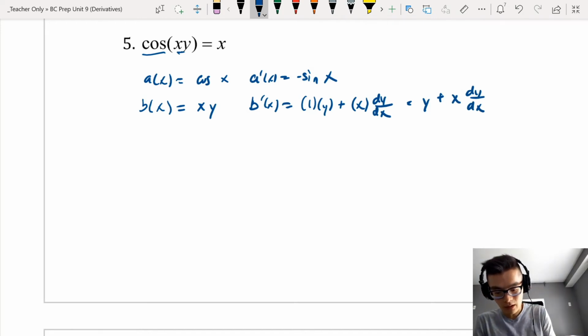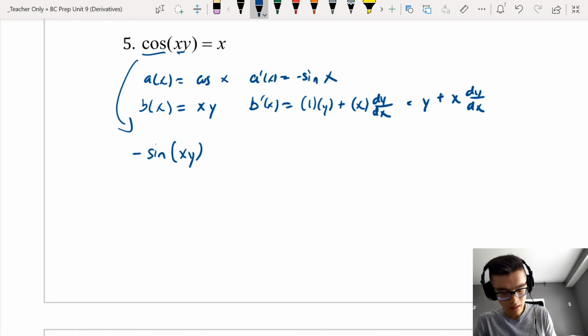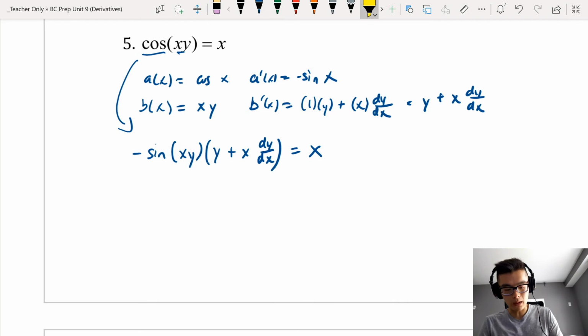So going back to the beginning here, let's skip that down. It's going to be derivative of the outside term of the inside term times derivative of the inside term, which we just found was this. Okay, it's going to equal x. Luckily for us, we only have one dy dx, unlike the previous problem, so nothing too crazy to worry about here. So let's go ahead and get that dy dx by itself.